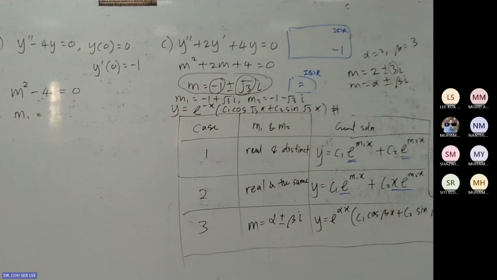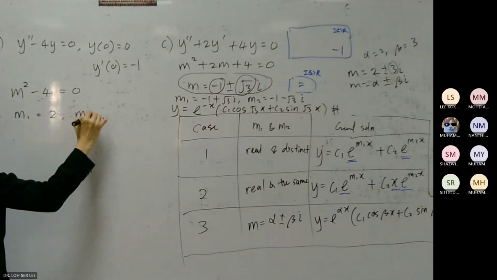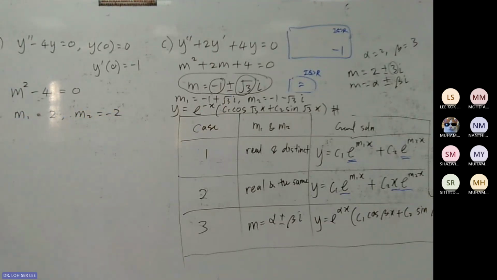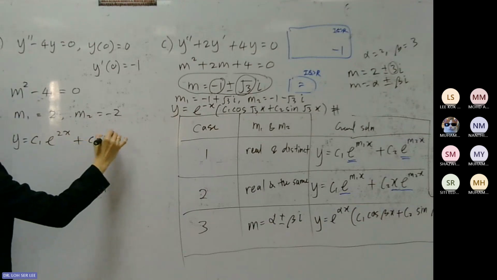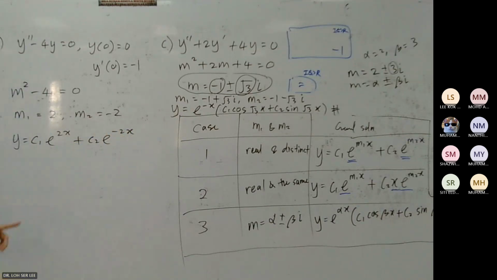Your M1 and M2 are plus minus 2, right? Try to use your own calculator. You should get plus minus 2. So this is the first case, real and distinct. So y equals C1 e^(2x) plus C2 e^(-2x). Okay, you get this.